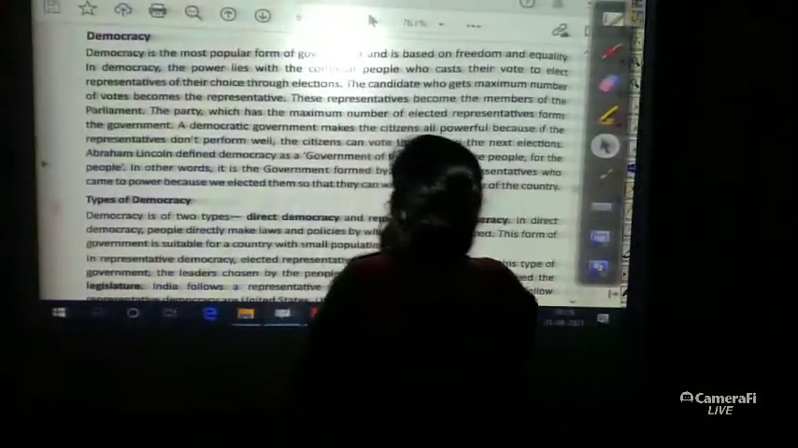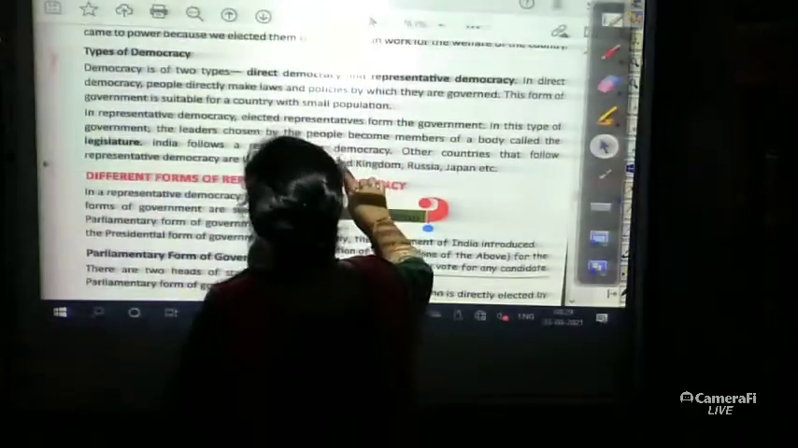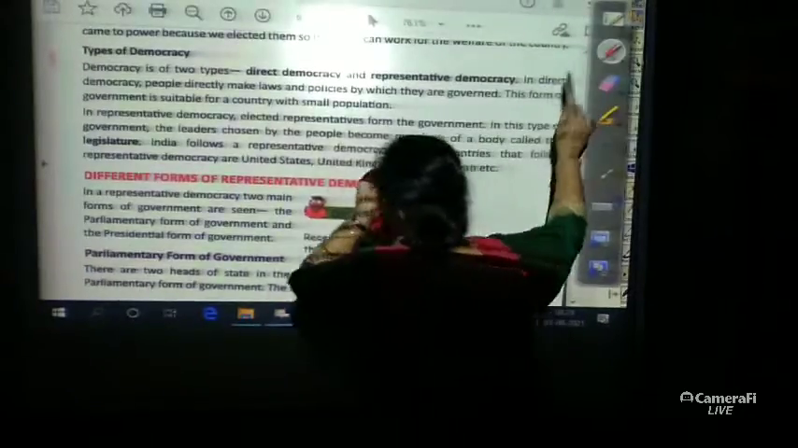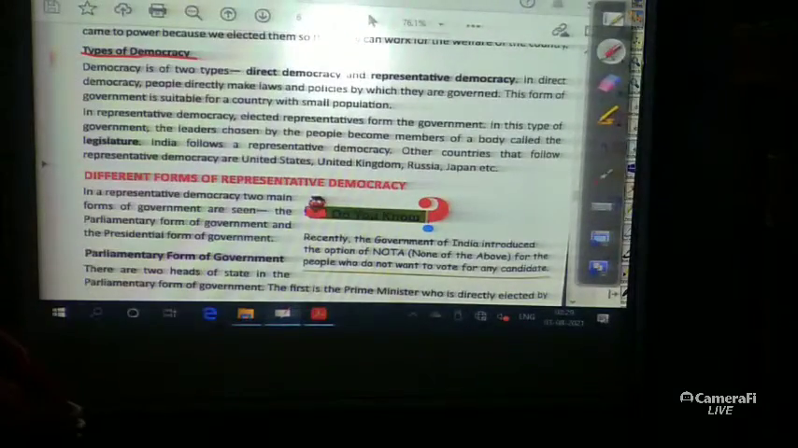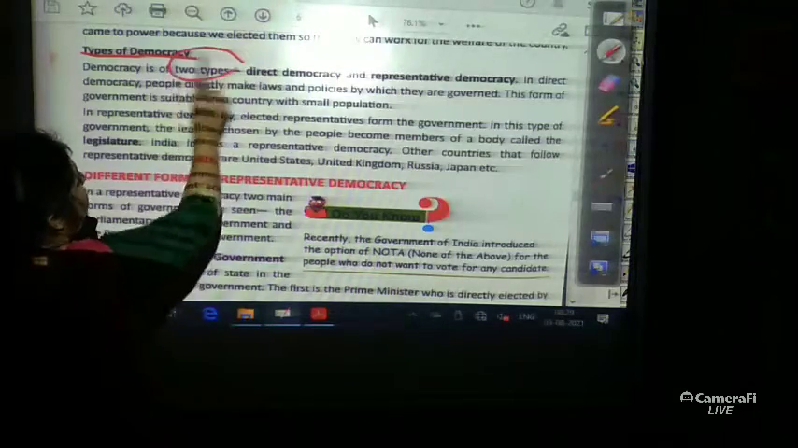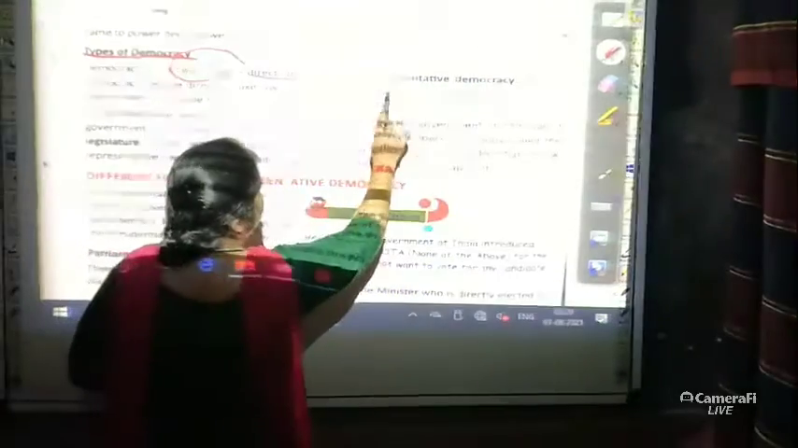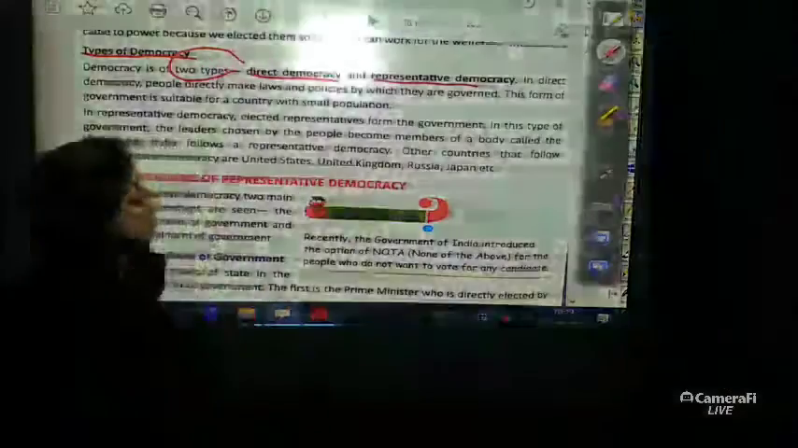So these are the types of government. Now the types of democracy. Democracy also has types. There are two types of democracy: one is direct democracy and another is representative democracy.